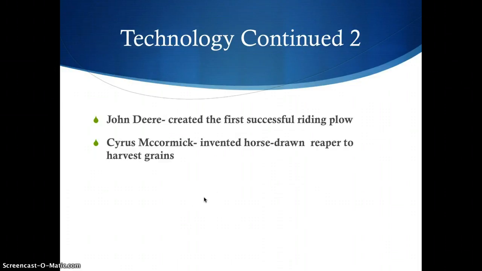Probably the two most responsible people for the farming technology is John Deere. He created the first successful riding plow, which allowed farmers to do anything they needed to their land much quicker than the old inventions. Cyrus McCormick invented the horse-drawn reaper to harvest grains, which allowed farmers to harvest their land in much bigger chunks and much quicker than they used to be able to by hand or by slaves.